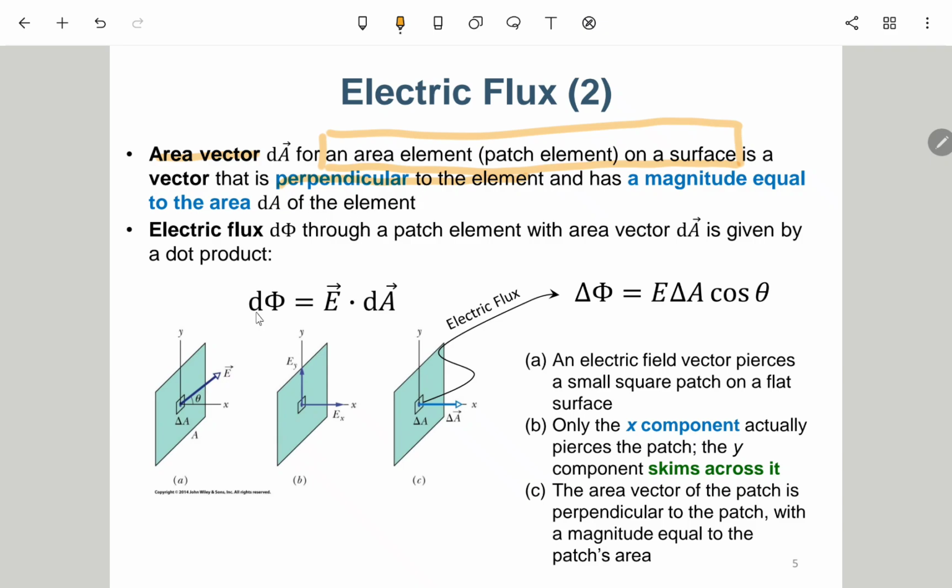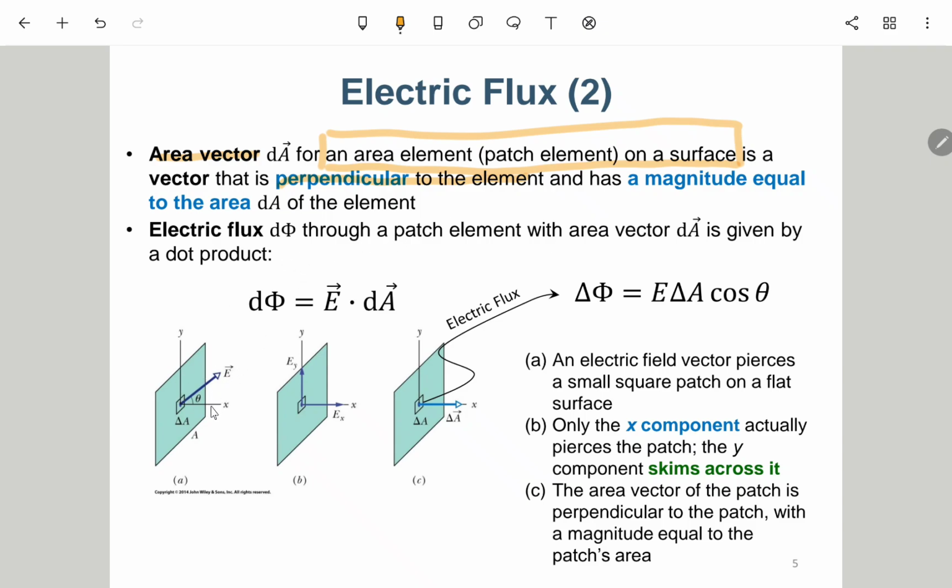Of course, if you talk about perpendicular to this element, it can be in two directions. For some cases, if you just consider an open surface, both directions will be okay. But for a closed surface, or when you consider a Gaussian surface, then you need to consider the direction carefully. I will talk about it one or two pages later.